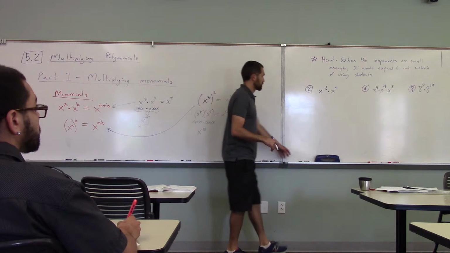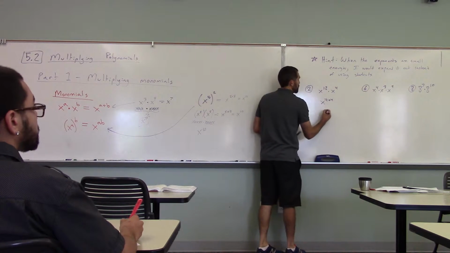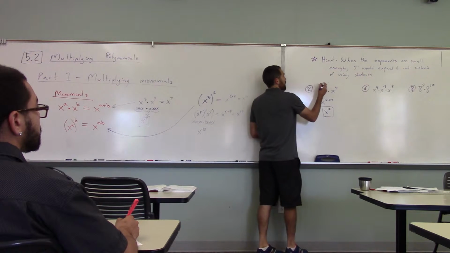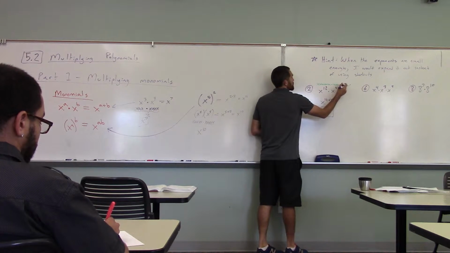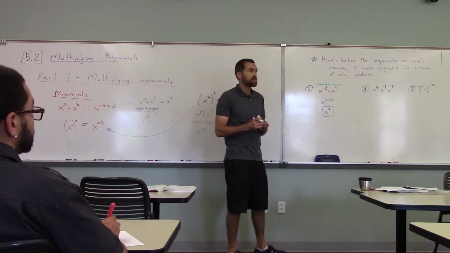X to the 16th. Yeah, this would be x to the 12 plus 4, or x to the 16th. Because, just thinking about it, I've got a bunch of x's, 12 to be exact, times a bunch of x's, 4 to be exact. So total I've got 16 of them all written out in one line.